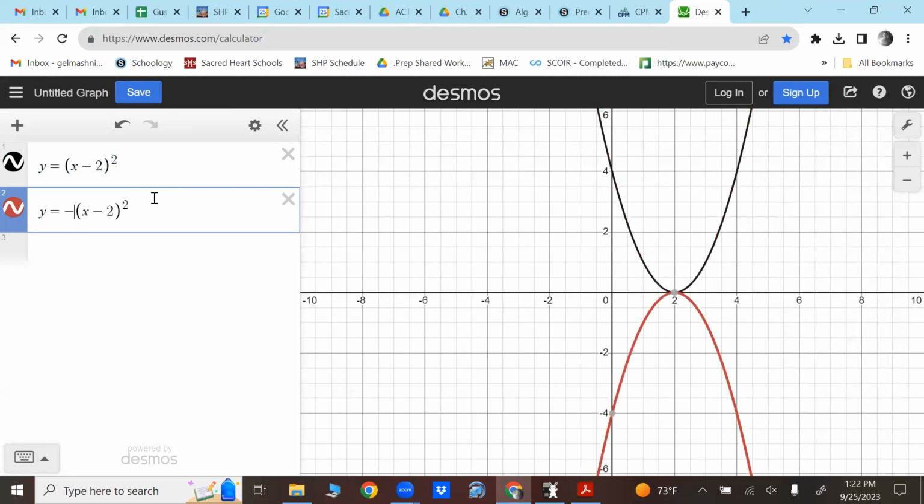Or what if I put a negative? Actually, I don't want that because we want it opening up. So what you could do is change the number in front to definitely get a different type of graph that still has the same vertex and still opens up.